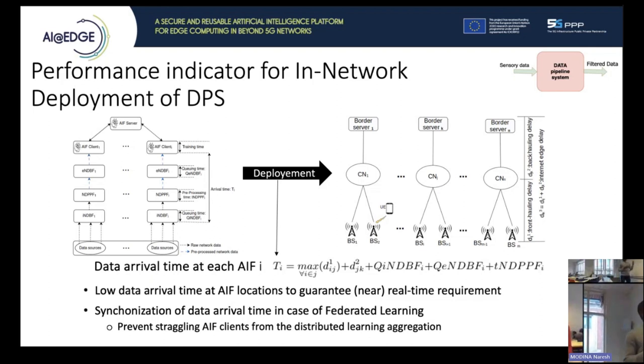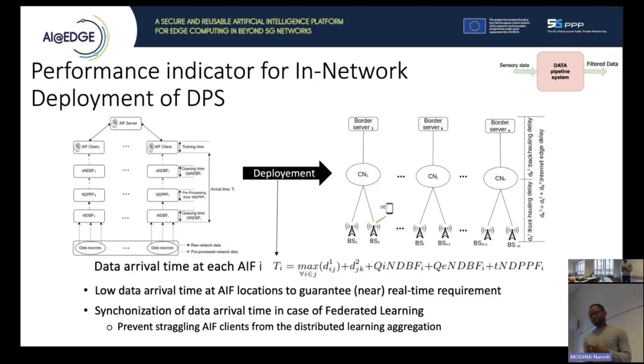So considering these two, the coverage of the data pipeline system and the actual delay of transferring data from a node to another node of the operator network, we consider the performance indicator of the data pipeline system as the data arrival time at the IEF. This is the sum of the queuing times of both the ingress and egress data broker functions and the processing time of the data preprocessing function, and also the sum of the front hauling delay and the back hauling delay.